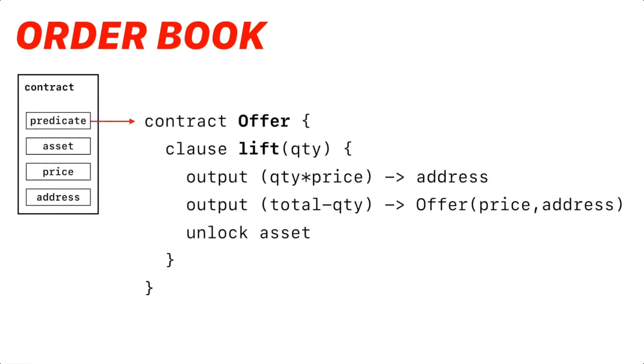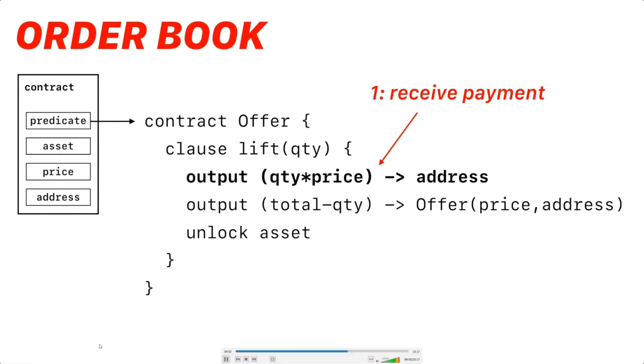How does it look? A contract contains three items: an asset that we're selling, a price, and a payment address. In the simplest case, the contract has just one clause, lift, which does three things. First, it receives the payment, so it ensures that the provided quantity of the payment asset is delivered to the address.